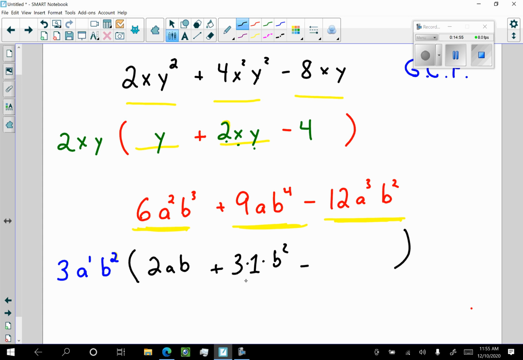3 times what is negative 12? Negative 4. a times what is a cubed? a squared. And b squared times what is b squared? Just a 1. Now we're going to rewrite this and clean it up a little bit, not writing the implied 1s. This is 2ab plus 3b squared minus 4a squared.